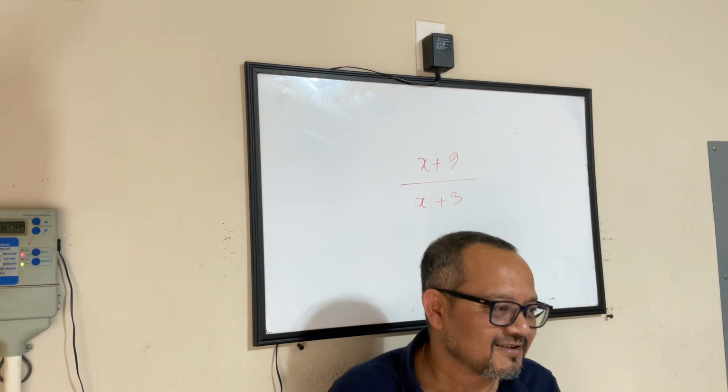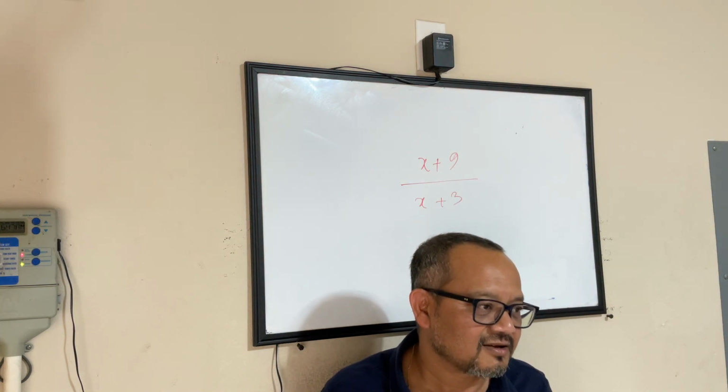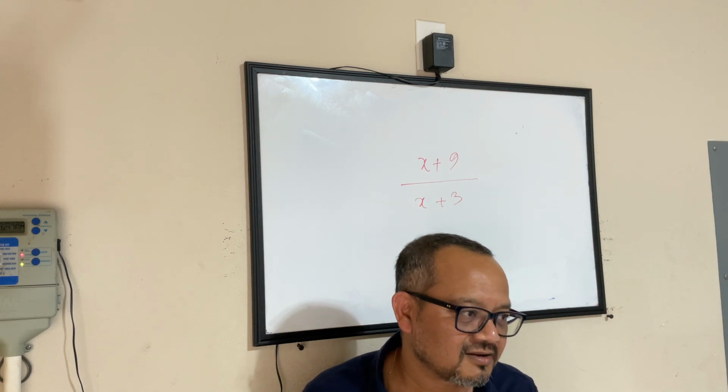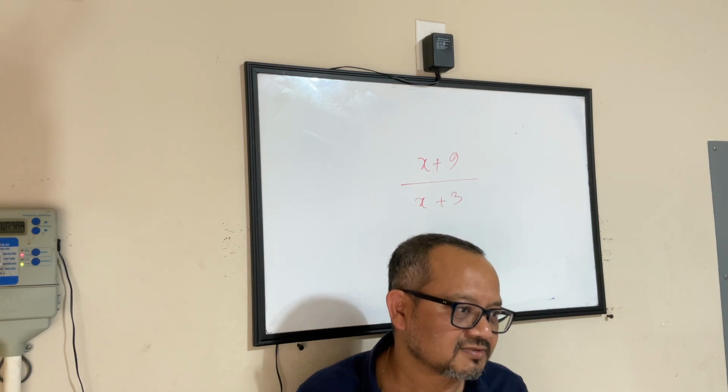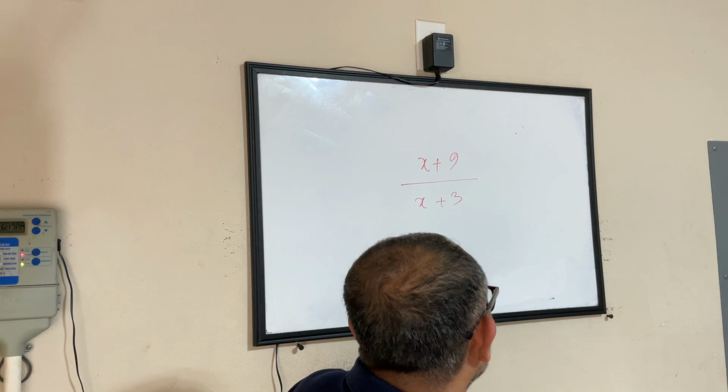So I divided x by x because if you divide 1 by 1, you get the same result. And I did 9 divided by 3 and I got 3, so my final answer will be x plus 3.